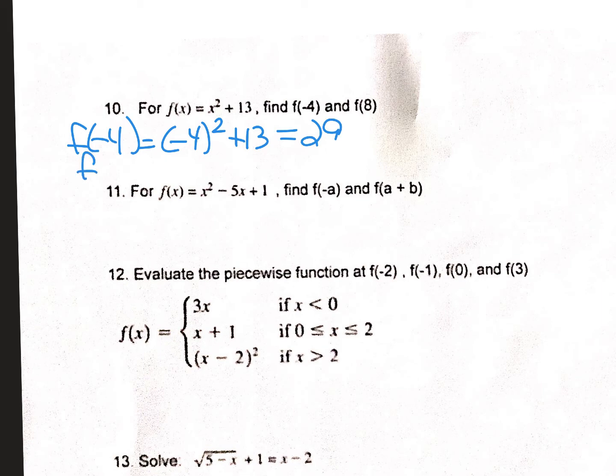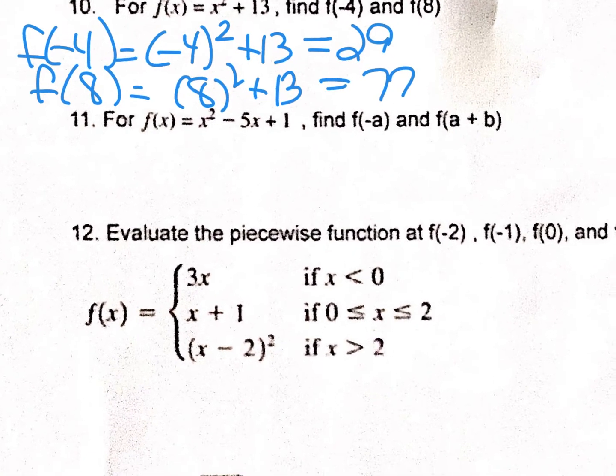When you plug in f of 8, I'm going to do the same thing. 8 squared plus 13. 8 squared is 64 plus 13 is 77, not 67, which I was about to write. 77. Let's get the next one here.